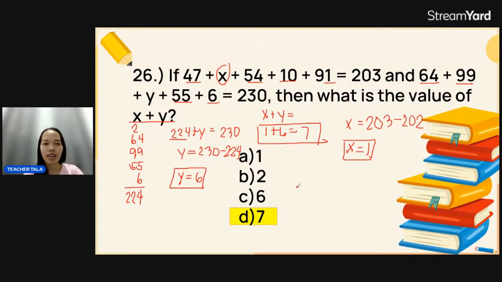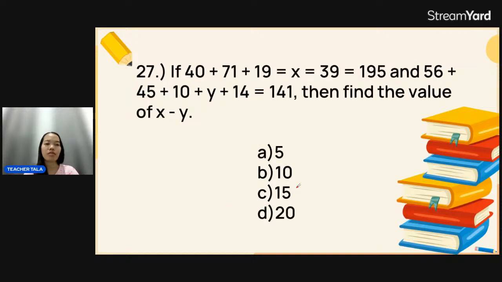So, we have the first item of the day. Next, we have number 27. So, this is the same problem. If 40 plus 71 plus 19 is equal to x, is equal to 39, is equal to 195.